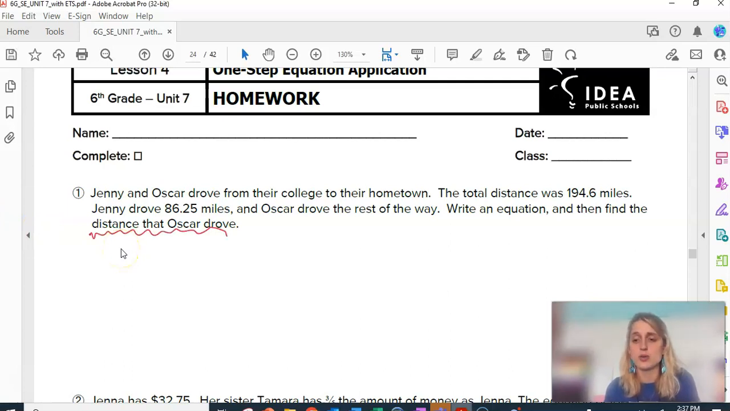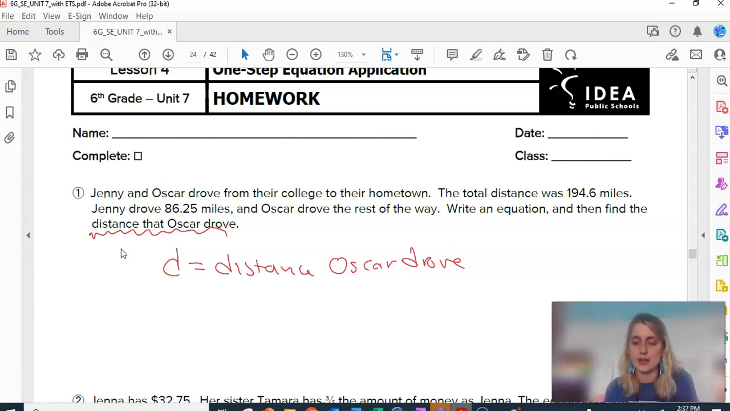So in an equation, you need a variable. You need to choose what your variable is. Some people chose x, some people chose d for distance, or let's not use O for Oscar because O looks a lot like a 0. Let's choose d for distance. D equals the distance that Oscar drove. So you have to write that. Distance Oscar drove.